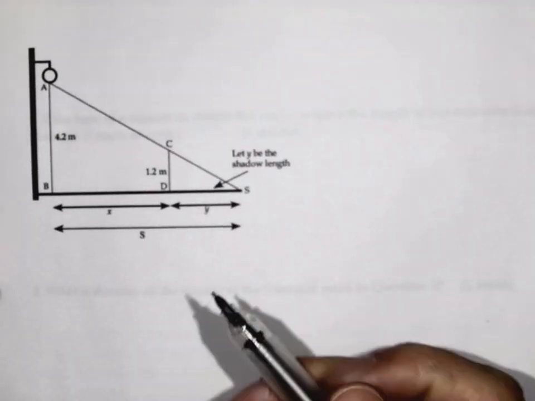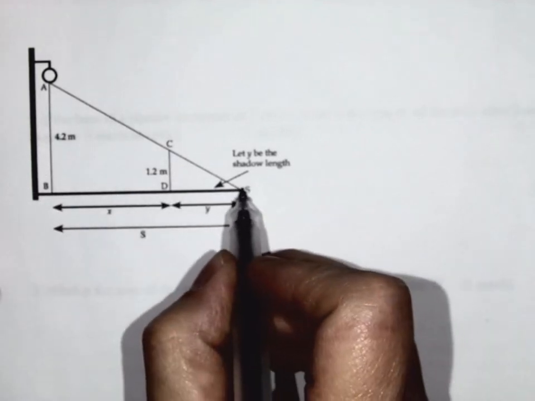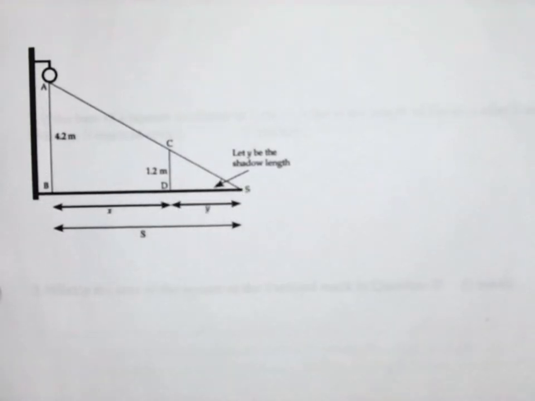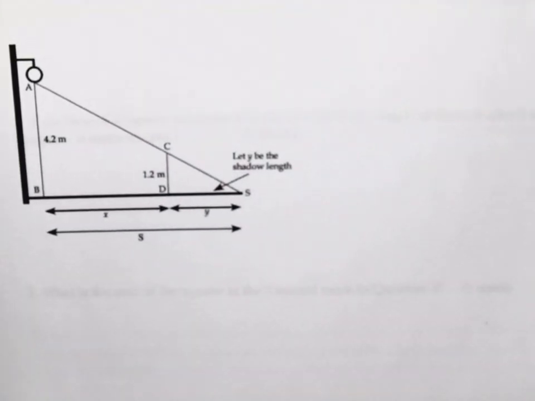Okay, so let's talk about some things. This is his distance here. And then his shadow extends behind him because the light's in front of him. So his shadow will be behind him. Okay?